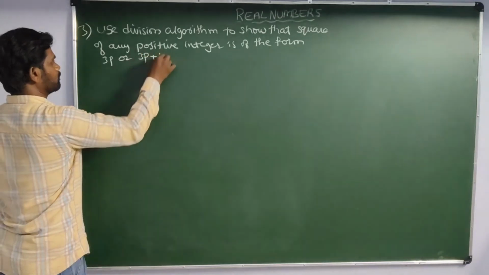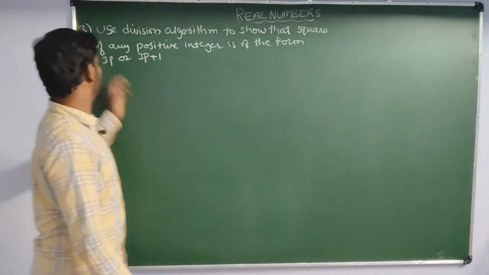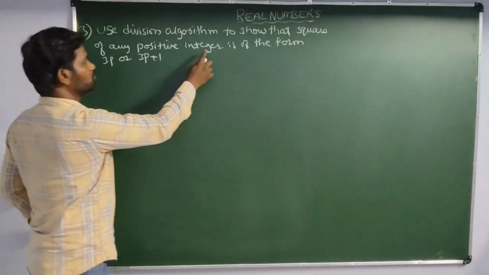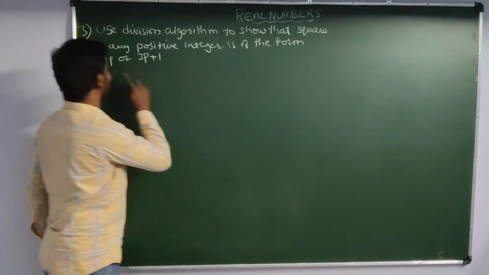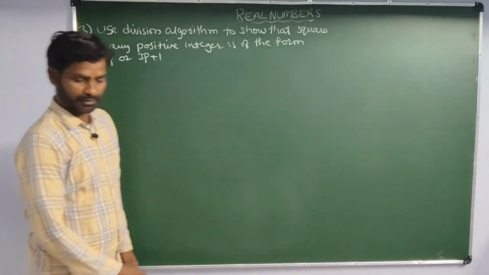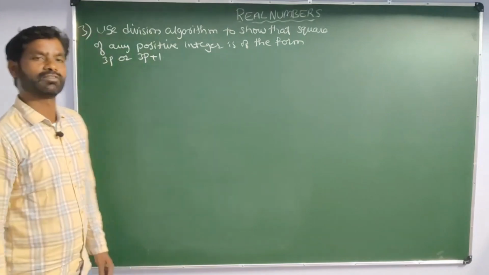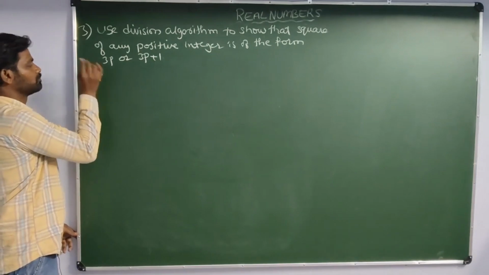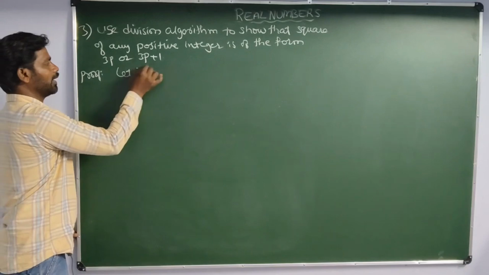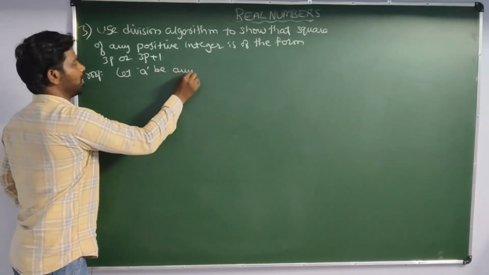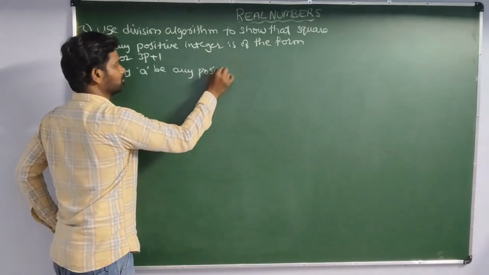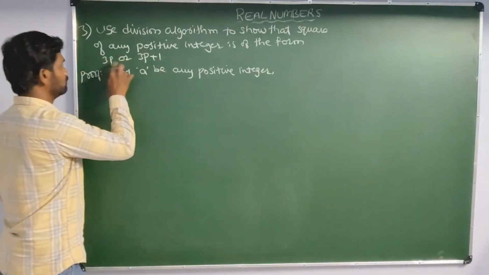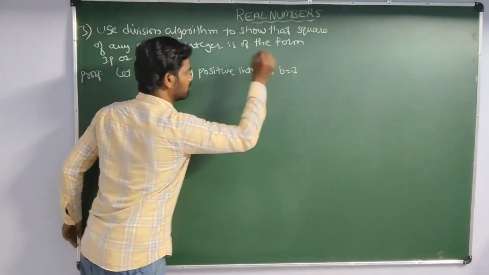Right, next question. Use division algorithm to show that square of any positive integer is of the form 3p or 3p plus 1. Okay. So, proof. Let us prove. Let a be any positive integer. And what is b value? b is equal to 3.